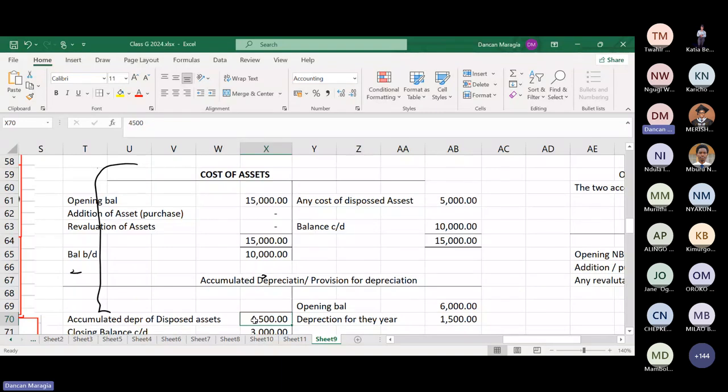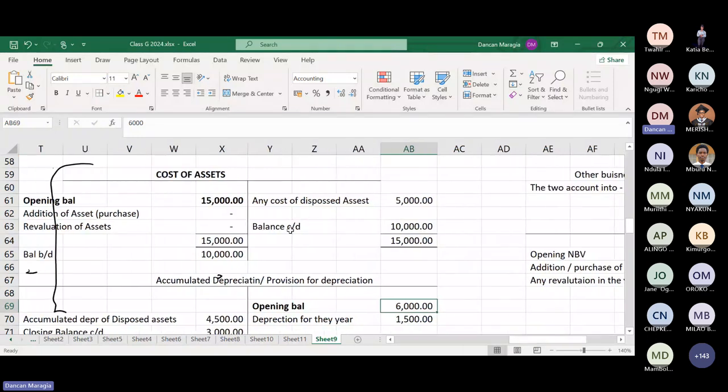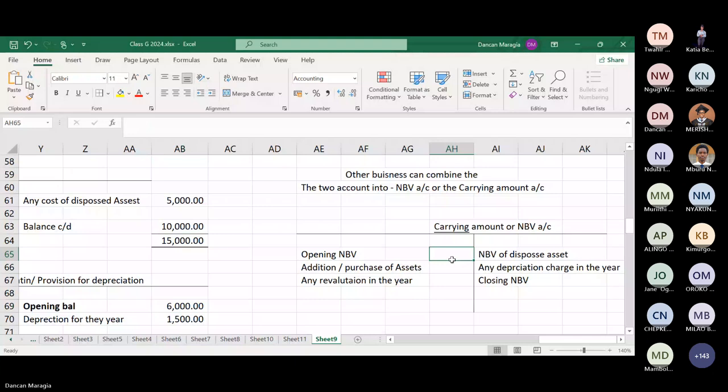$15 million minus 6,000, sorry, minus 6 million. We are looking here and here, the opening balance and this opening balance, we net them. So 15 million minus 6 million, because we opened with buildings that have cost of 15 million, but they had accumulated depreciation of 6 million. So what do you get there? 9 million.